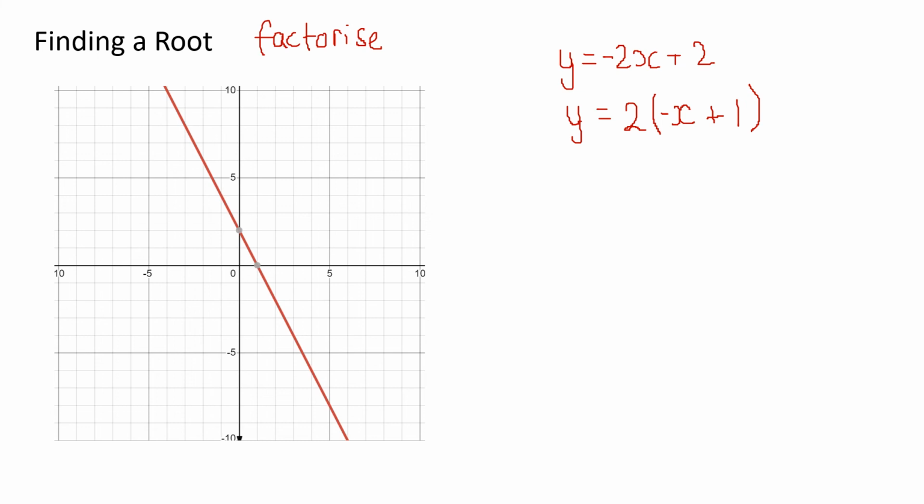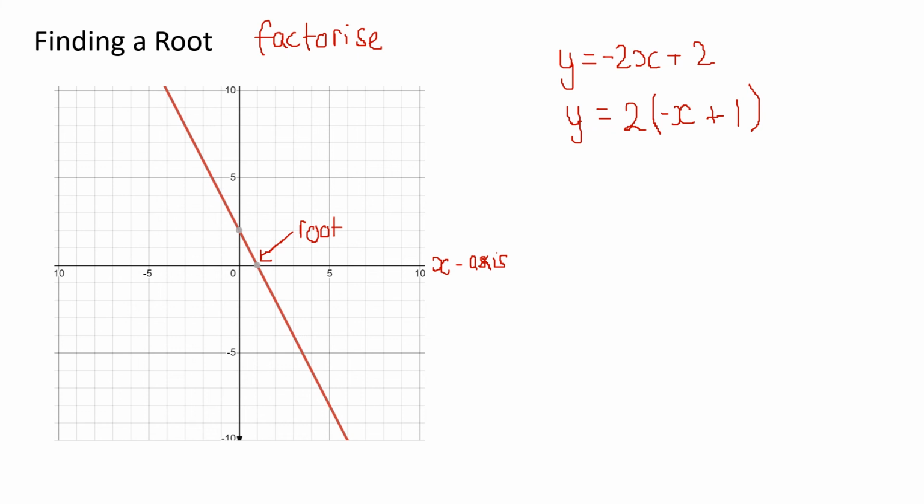So if we look at this, we just take a moment and look at the graph. So what do I mean by a root? A root is this point here where the line crosses the x-axis. So this is our root. So this is our x-axis, and this is the bit that we are interested in.